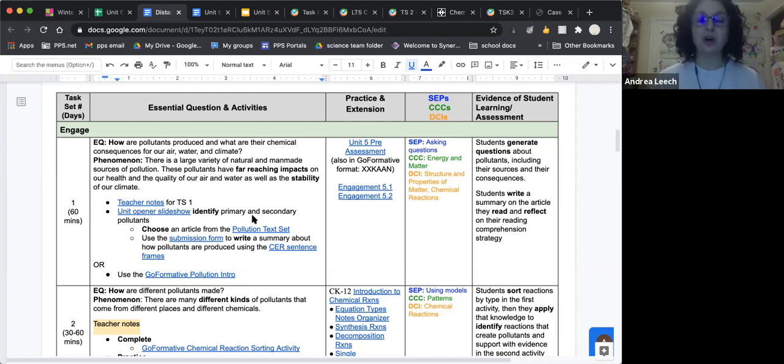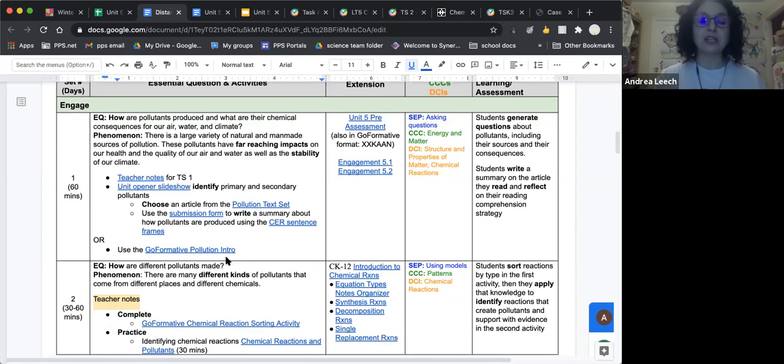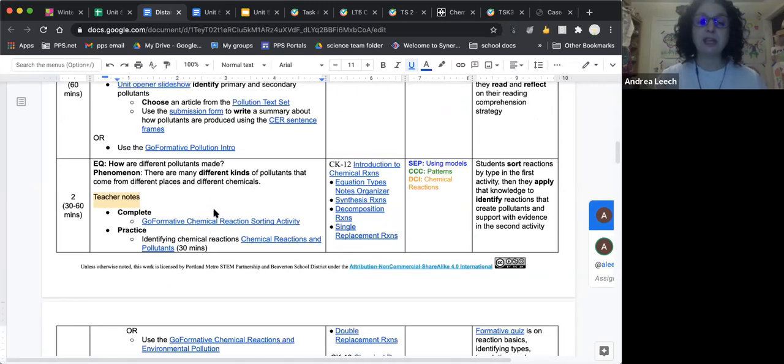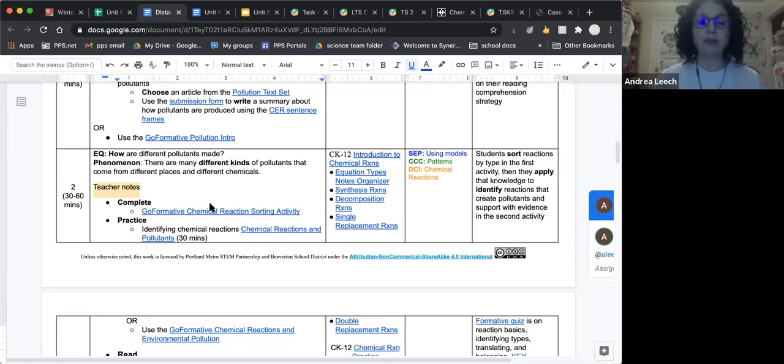If you recall those days at the beginning when we had the giant fire, I'm sure people will remember having to be stuck indoors, so that will still be applicable. Then we go through an intro into pollution and the different kinds of pollutants that exist. The next thing is talking about how those pollutants are made. There's a Go Formative activity where we sort reactions by similar types of reactions.